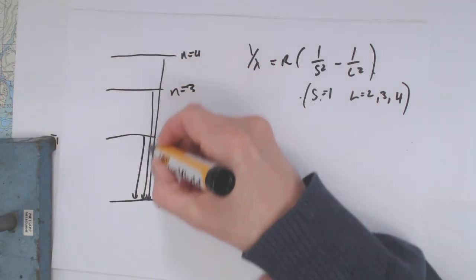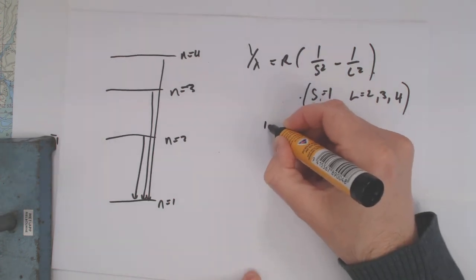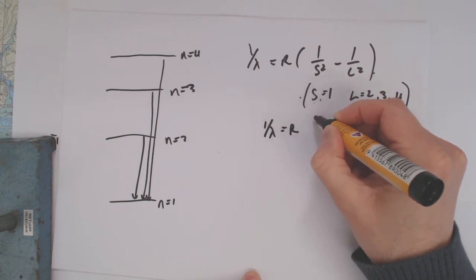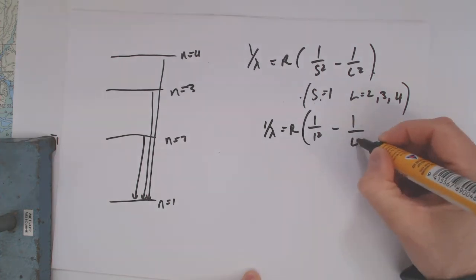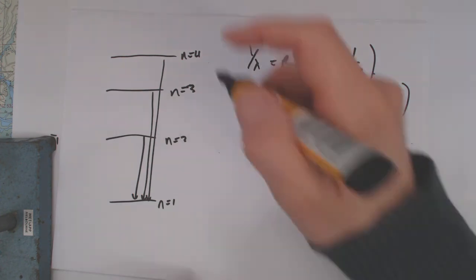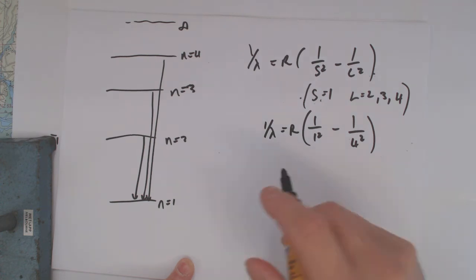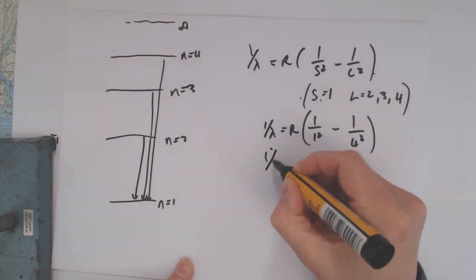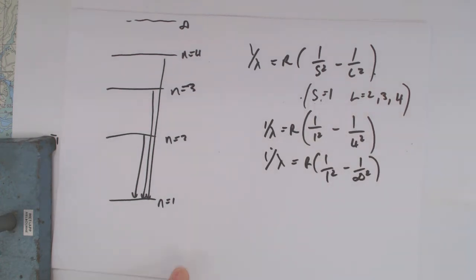Obviously, the one that's got the biggest energy out of these three is n equals 4 down to n equals 1. So if we were to calculate that, we'd go like this. 1 over wavelength equals r, 1 over 1 squared, minus 1 over 4 squared. And we could use that to calculate our wavelength. Now, we could also come up to infinity and calculate that. Now, that would be the biggest energy that we could do. It does converge. And 1 over infinity squared is obviously 0. So we can calculate that line.